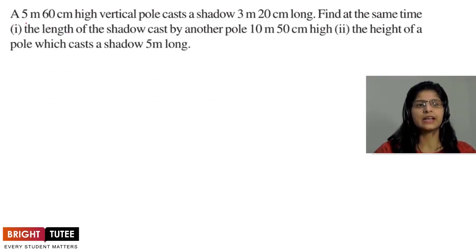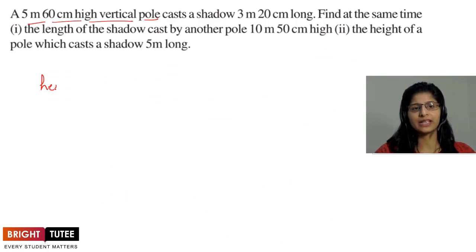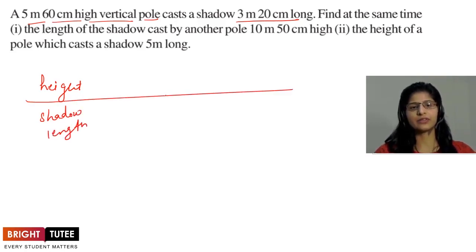It says a 5 meter 60 centimeter high vertical pole. So what are we given? The height of pole and the length of shadow. So shadow length is given. You can just write it. Okay, in the tabular form we'll write it.